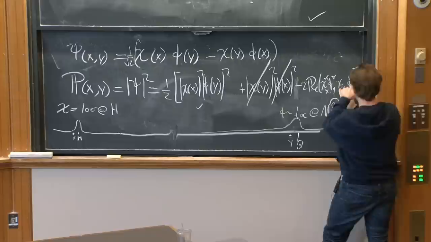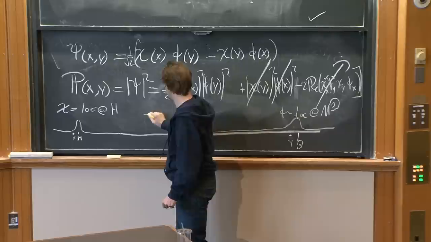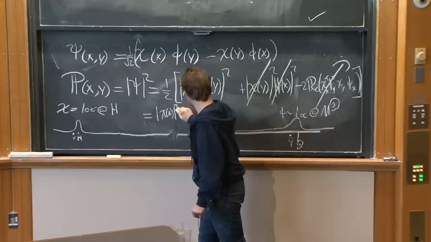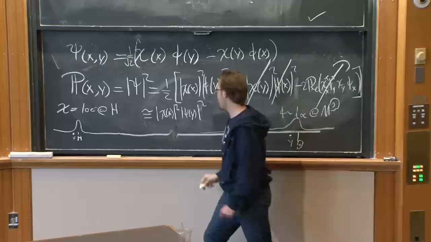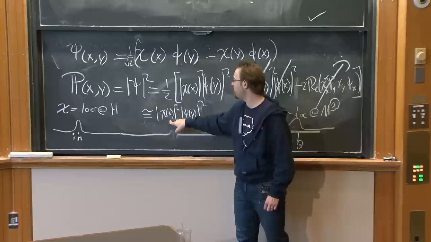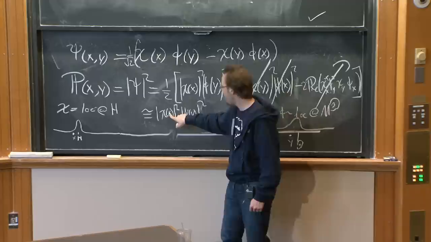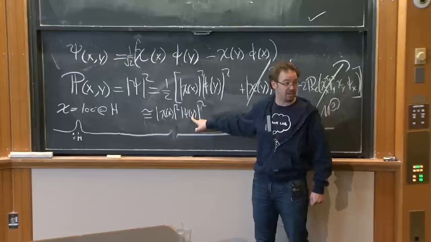So this is just equal to chi of x norm squared, phi of y norm squared. And this is what you would get approximately, and that approximation is fantastically good as they get far apart. This chi of x is just the probability that the particle is at x, given that it was in the wave function bound to the hydrogen. And ditto, given that it was bound to the ear.